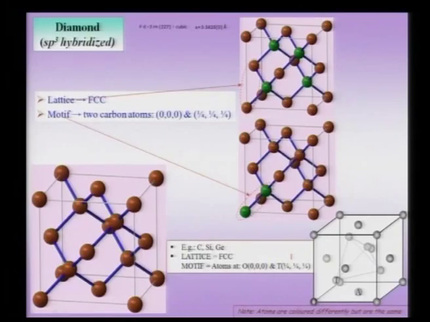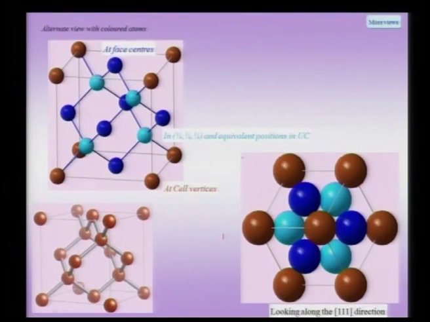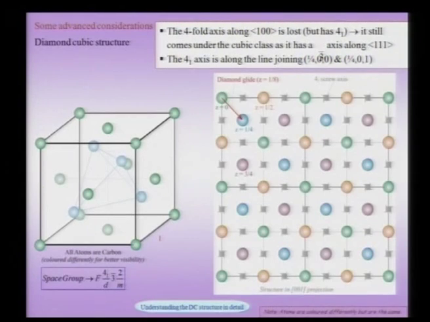We had noticed that it has an FCC lattice, and there is a 2-carbon atom motif which decorates this lattice. We had also noticed that, for instance, if you look at the diamond cubic structure, the tetrahedral bond pervades, and we had cited this as an example wherein there are no close pack directions, no close pack planes, and the structure itself was not a close pack structure.